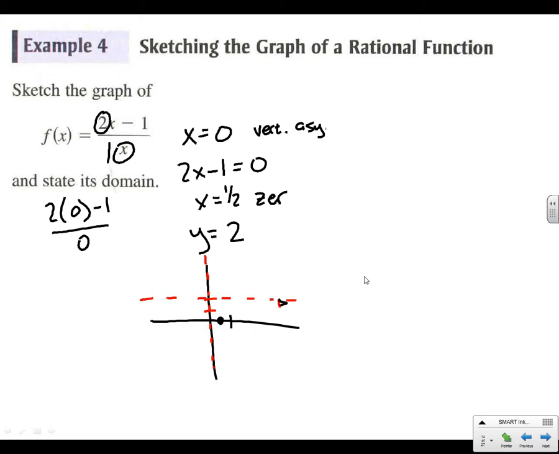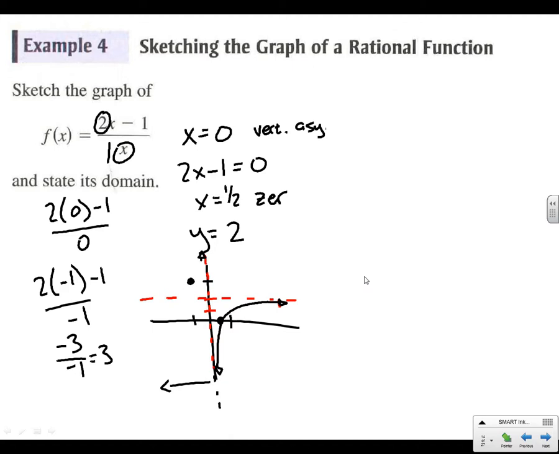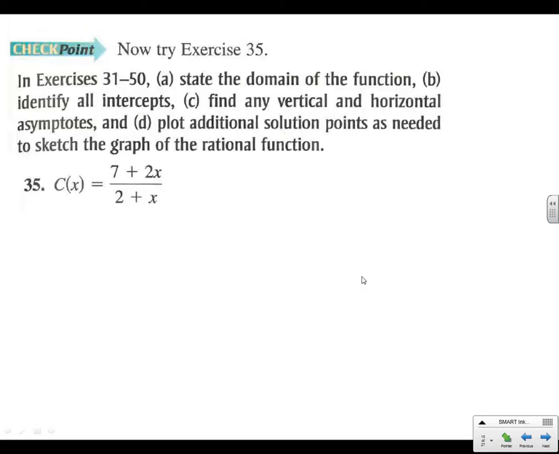It's going to go out to the asymptotes and curve down. We just need to know what's happening on the other side of this asymptote. So let's plug in a negative number. Let's plug in, how about -1 for x? So 2 times -1 is -2, minus 1 is -3. Over -1 is +3. So if we plug in -1, we get 3. And so our curve must look like that as it gets sucked towards the asymptotes. Okay? See if you can do the same thing for 35.